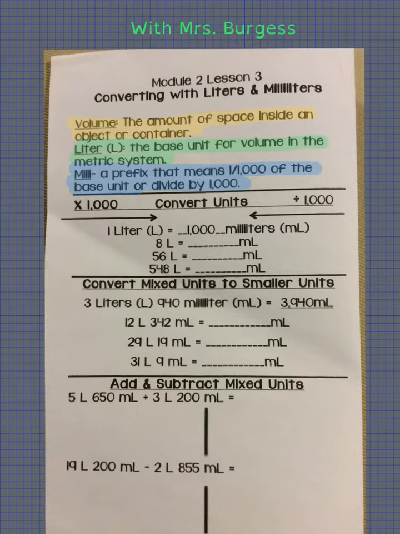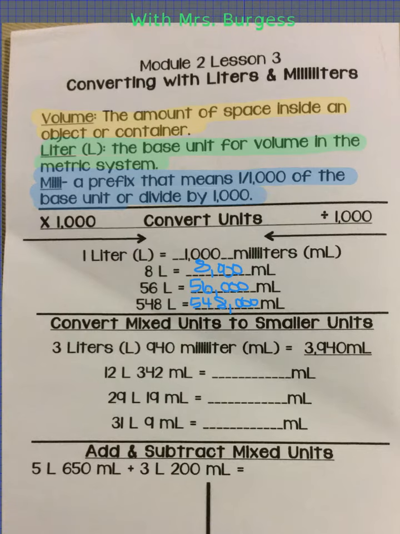1 liter equals, right, 1 liter equals 1,000 milliliters. So 8 liters is going to equal, yep, go ahead, write it in there. Go ahead and fill these in, what you think, and then you can check your answers. Okay, do you have 8,000? 8 liters equals 8,000 milliliters. 56 liters equals 56,000 milliliters. And 548 liters equals 548,000 milliliters.